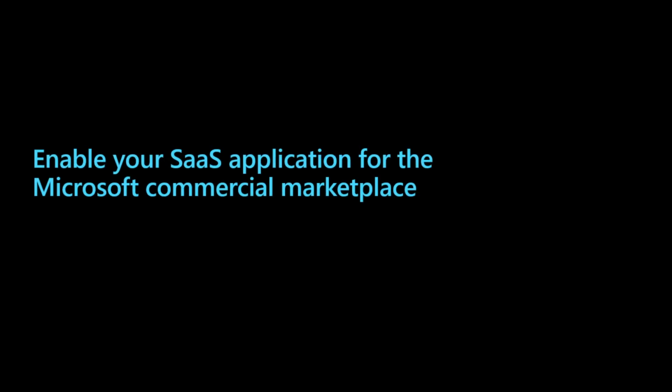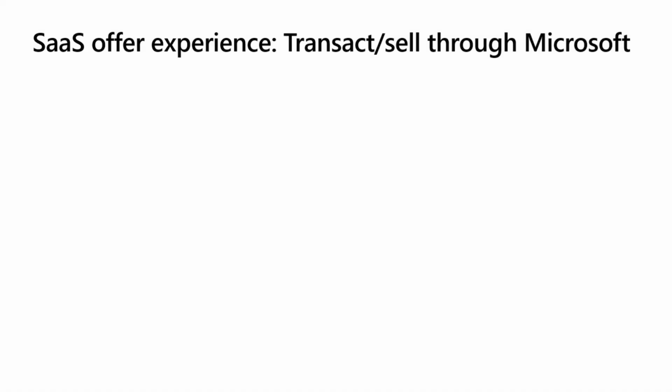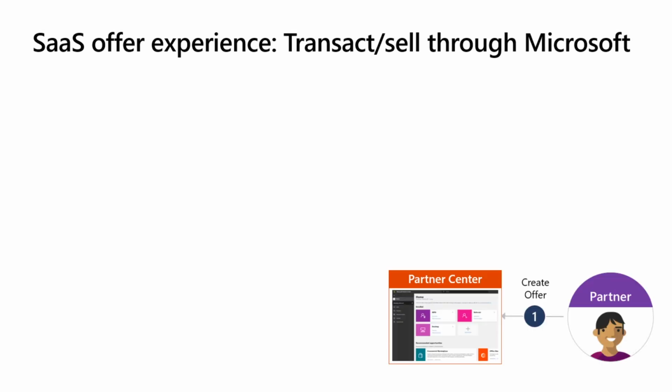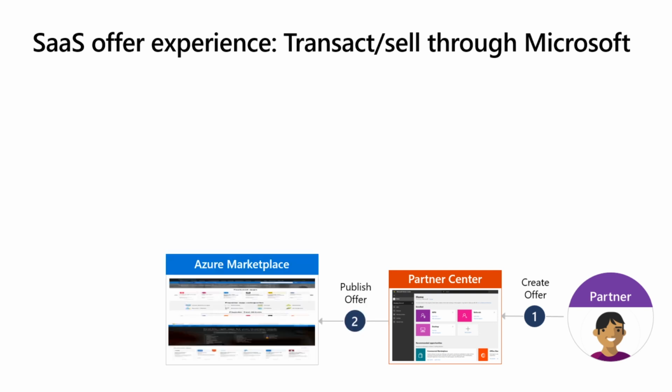So let me take you through how to enable your SaaS application, your solution, in the marketplace. The first thing you will do in the Azure Marketplace as a partner is reach the Partner Center. This is where you will configure your solution as an offer so your customer can see it. Following that, you will publish that offer and it will be in the Azure Marketplace for your customer to see and use.